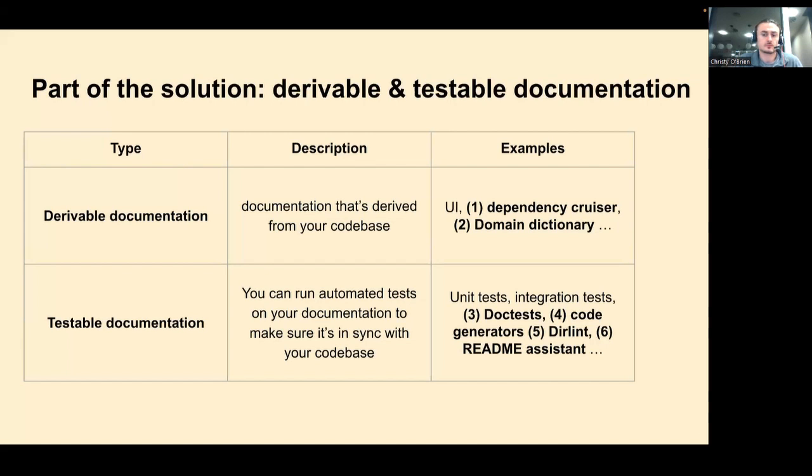Okay, so that's derivable documentation and testable documentation. What do I mean by testable documentation? Well, if you can run automated tests on your documentation to make sure it's in sync with your code base, then that's testable documentation, right? The usual testable documentation that we know and love is unit tests and integration tests, but there's more, right? There's doc tests, there's code generators, there's directory lint, there's README assistant. You probably haven't heard of those last four, but I'll tell you more about those.